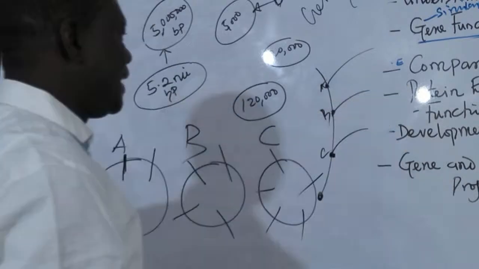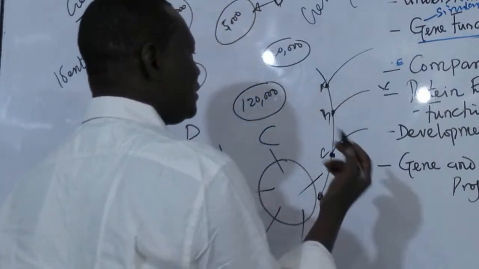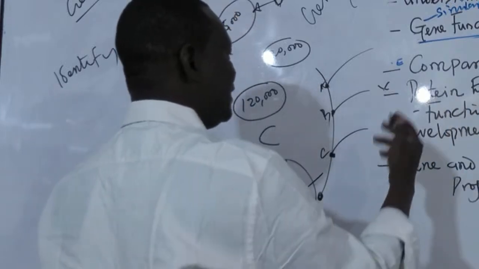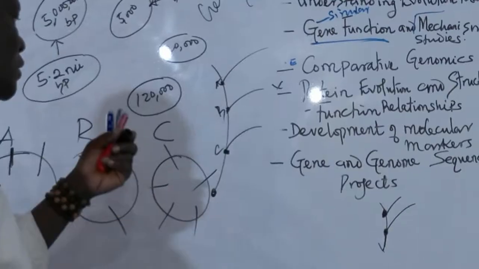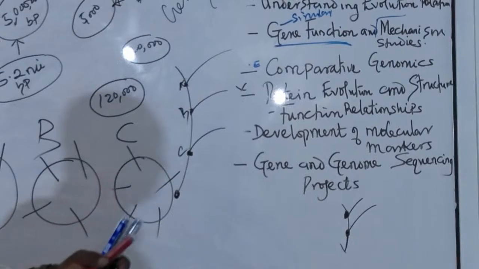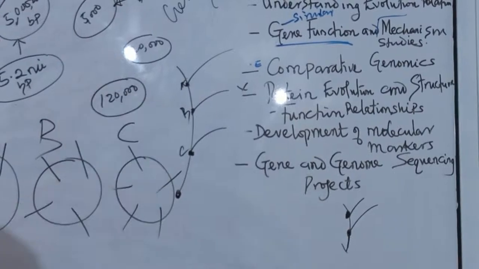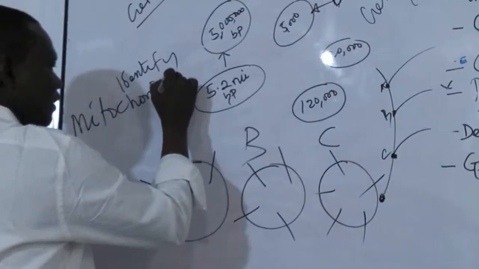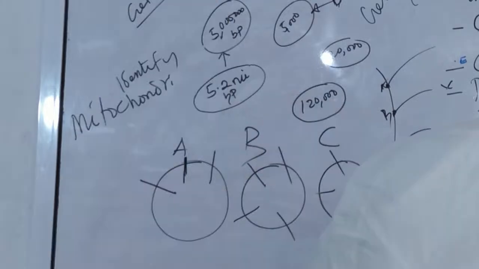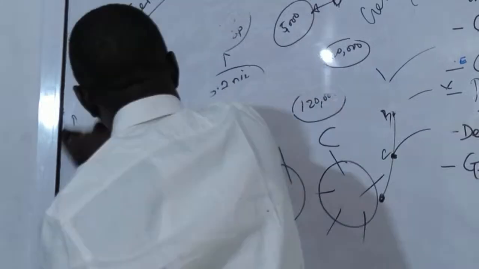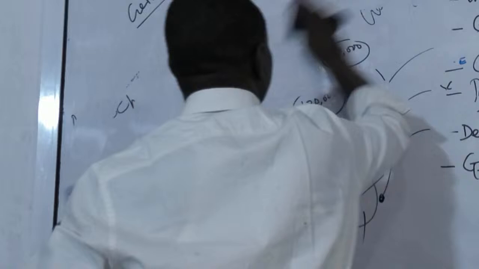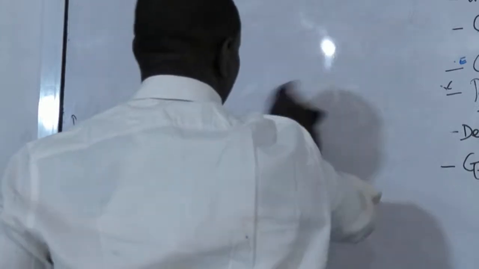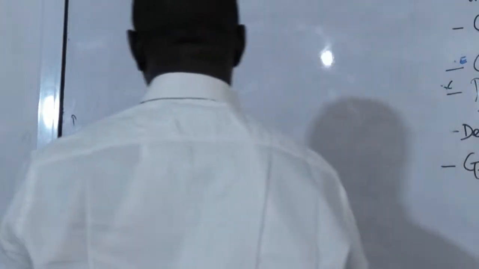Then the next one is the usage of phylogenetic tree in determination of a protein's evolution, structure, and function relationship. Now, when you compare mitochondria, okay, this is going to be a very good example of how you can use phylogenetic tree in knowing the function of certain protein.